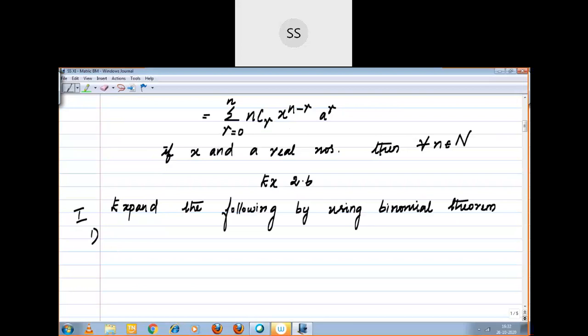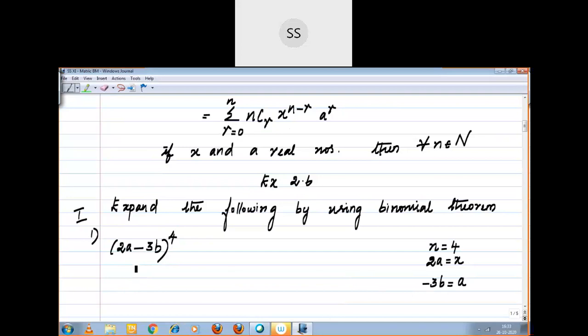First here you see (2a minus 3b) the whole power 4. The given sum I am going to relate with our formula. First, what is your n? n equal to 4. The power represents your n. The first term is your x, 2a equal to x. Then minus 3b equal to your a, that is the second term. Right? Now first you should write the formula.